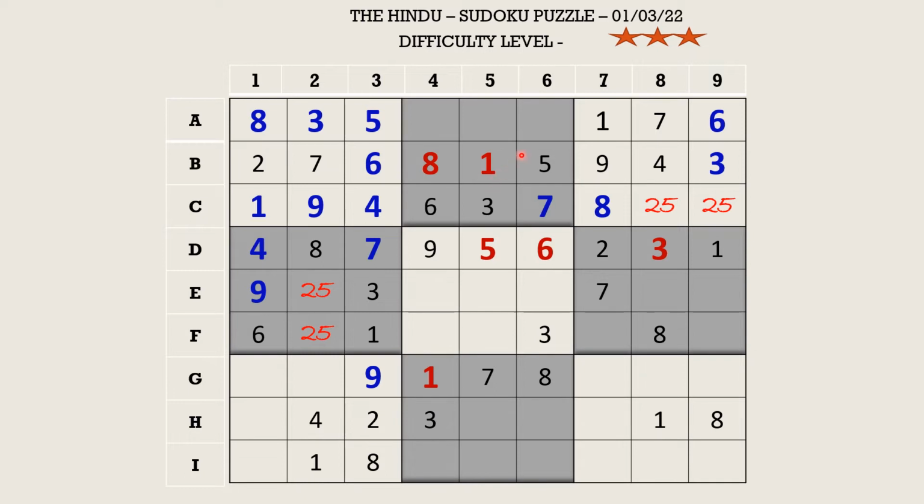Let's try to fill column 6. There is a 1 here in column 5 and a 1 in column 4, which blocks these two columns. E6 takes 1. Now in column 6 there are 3 missing numbers, 2, 4 and 9. In H row you can see 2 and 4 blocking. So H6 takes 9 and rest of the 2 cells take 2, 4 pair.